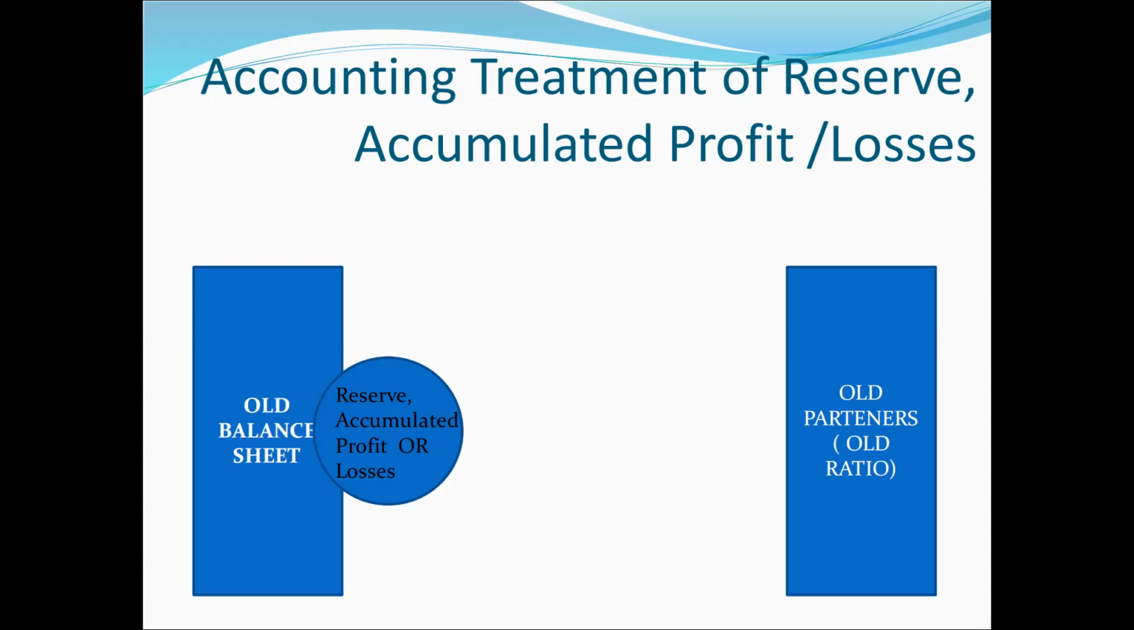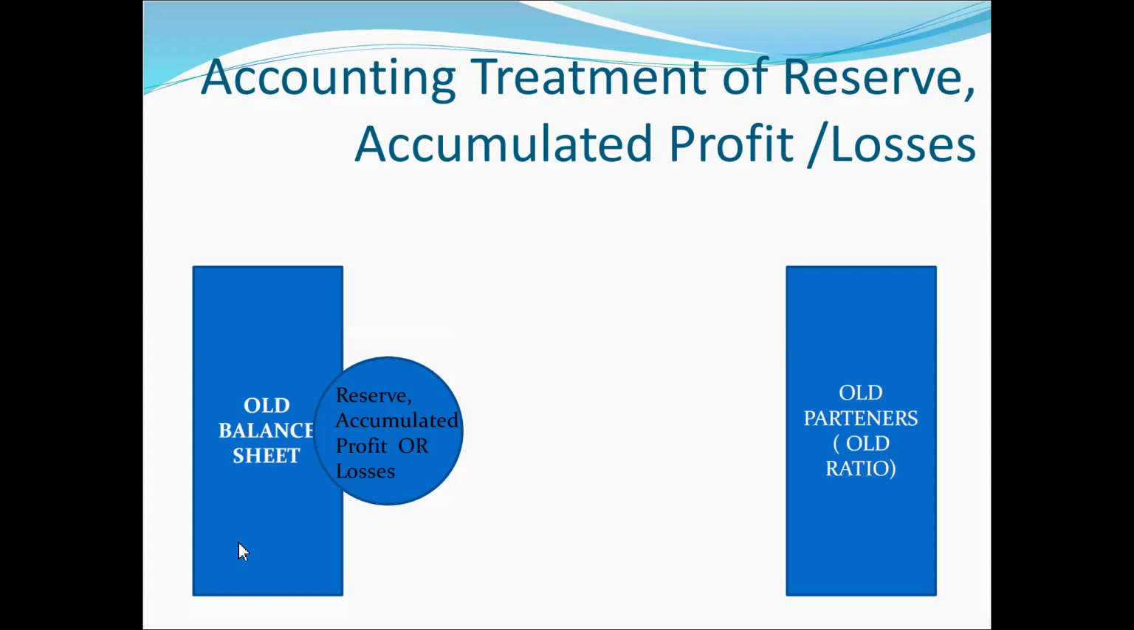Accumulated loss comes under the asset side. When you face a loss, the partner must bear this loss. When the partner bears this loss, automatically that money flows into the business. So loss comes under the asset side, accumulated profit comes under the liability side. Okay, listen.